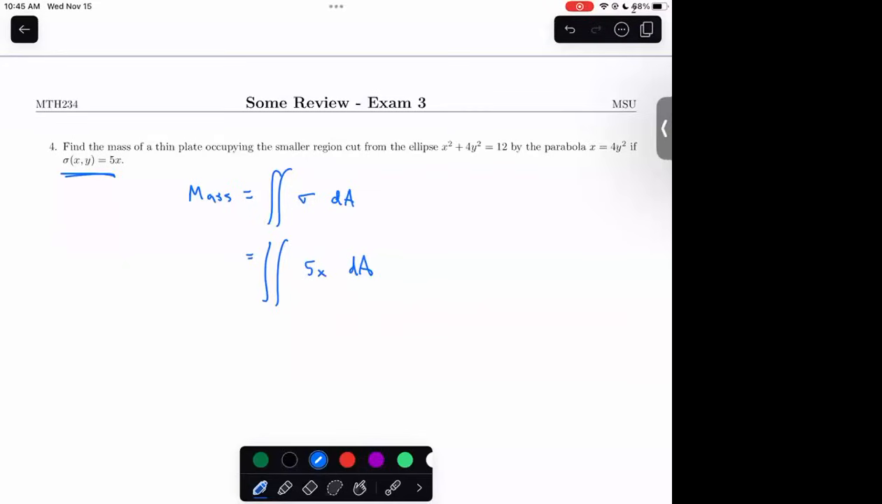Which one of these we choose is largely dependent on the region, right? And so all of this is given to us in Cartesian. And so I'd like to maybe sketch out and see what this region actually looks like.